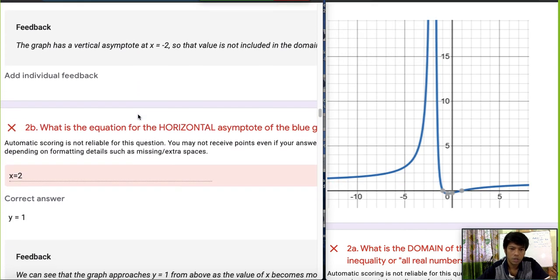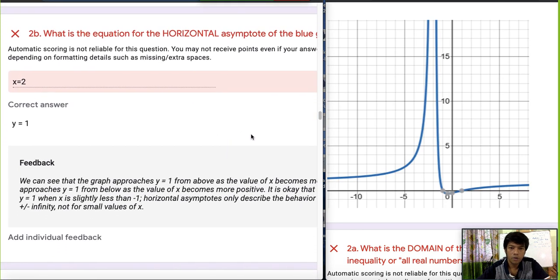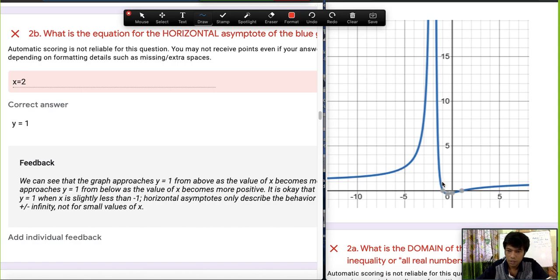What is the next question? What is the equation of the horizontal asymptote? Oh, now you know it very clearly, because the equation of the horizontal asymptote is y equal to 1, as I have drawn here. See this line, this line, this line. y equal to 1 is the horizontal asymptote.